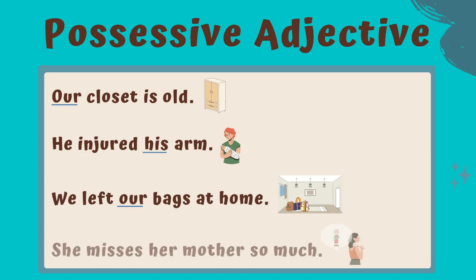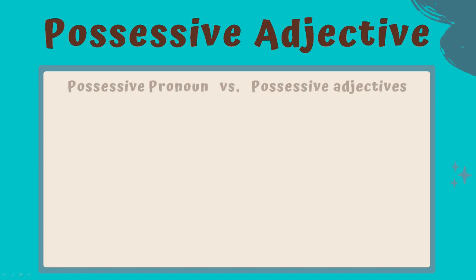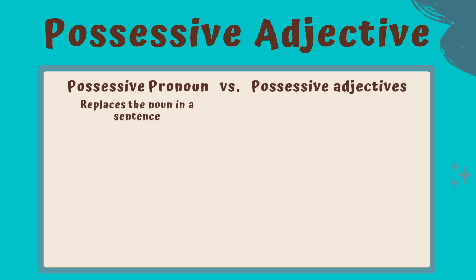She misses her mother so much. So just like demonstrative adjectives, possessive pronouns are different from possessive adjectives. Possessive pronouns replace the noun in the sentence, while possessive adjectives don't.